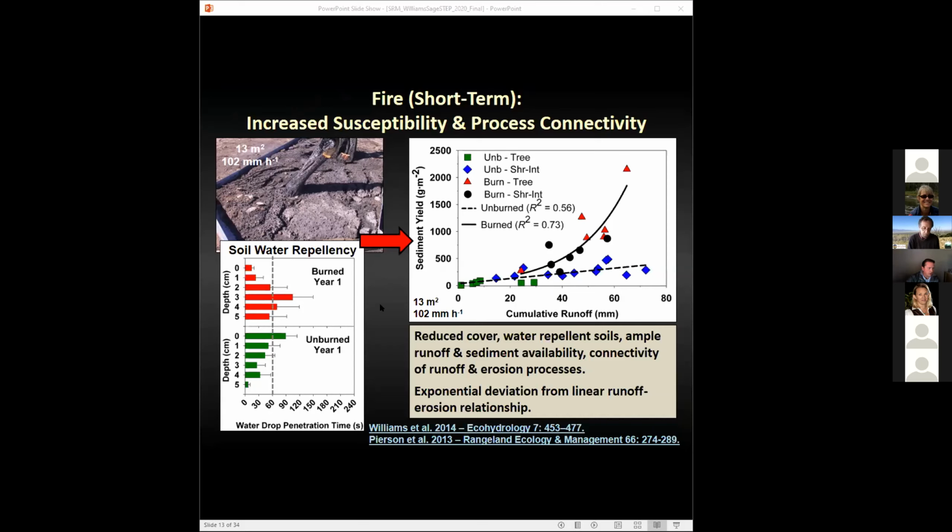And so these are our soil water repellency data. This is the water drop penetration time over 0 to 5 centimeters depth. And pretty much anything over 60 seconds we consider to be strongly water repellent. And we had that for the unburned condition and the burned condition.